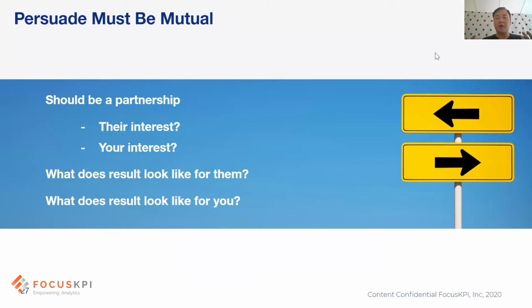You want to persuade the audience to invest in your company. The presentation has a goal: you want the audience to do something, right? And so in order for them to do that, you need to think of a presentation as more of a mutual relationship, a partnership, right? What is their interest? What is your interest? And what does the result look like for them, and for you?